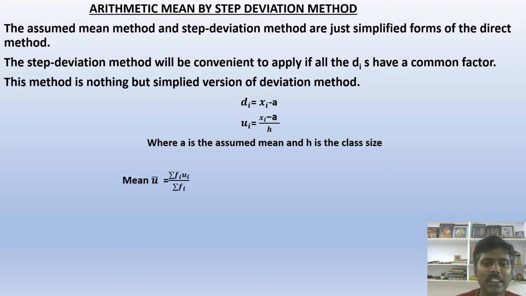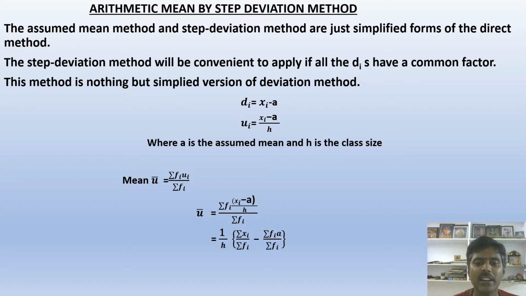Now the mean u bar is sigma fi ui by sigma fi, because it is the sum of observations by the number of observations. In the place of ui I will substitute xi minus a by h, which further simplifies to 1 by h into sigma fi xi by sigma fi minus sigma fi into a by sigma fi. Now 1 by h into sigma fi xi by sigma fi becomes x bar, and a comes aside with sigma fi by sigma fi, where sigma fi cancels. Then I will get 1 by h into x bar minus a. Taking h to the left hand side, I get h u bar is equal to x bar minus a.